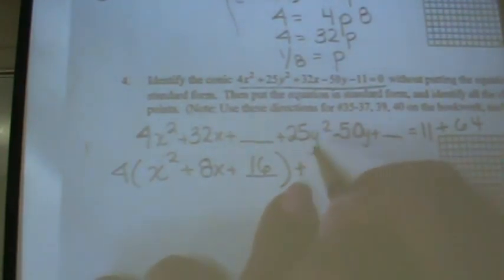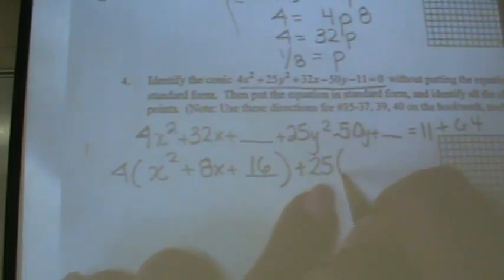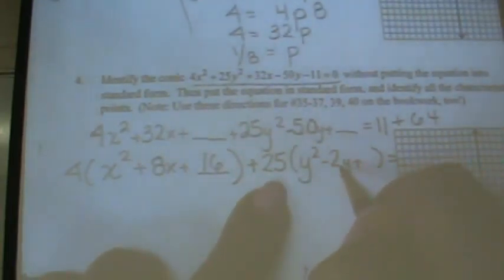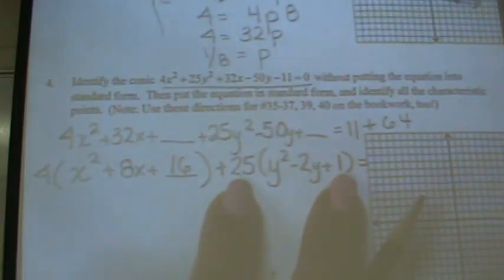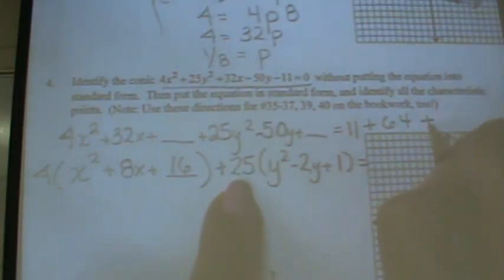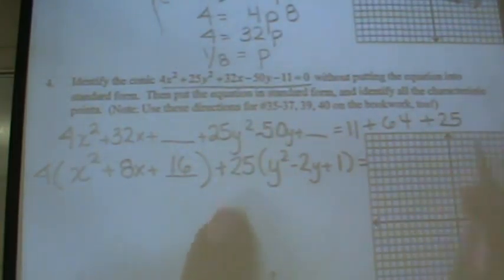And I have to do the same process here. I'm gonna pull 25 out. You have y squared minus 2y plus something. Half of 2 is 1, squared is 1. I'm gonna add what to the other side? 25. Sorry, I put it up here because I'm running into my graph.